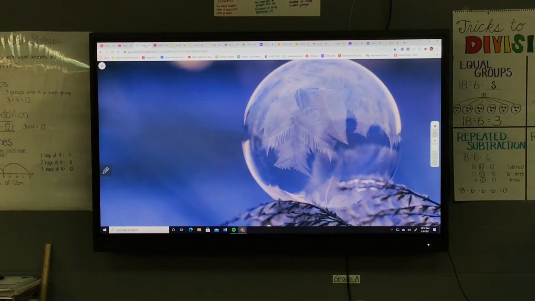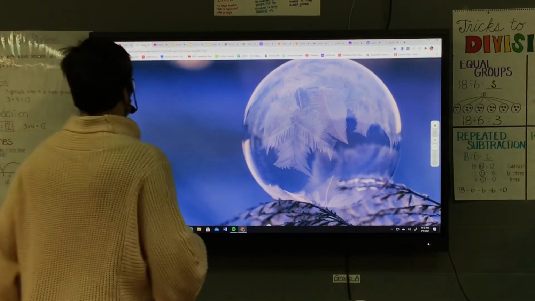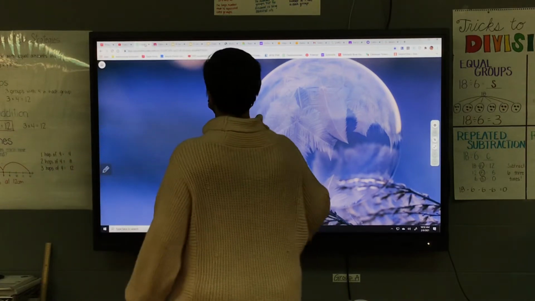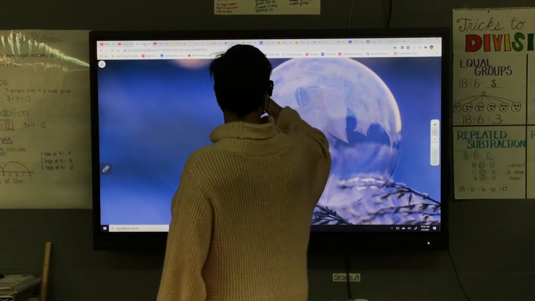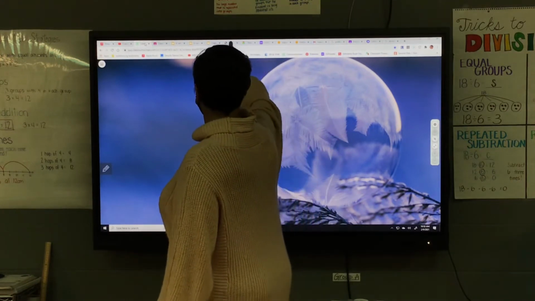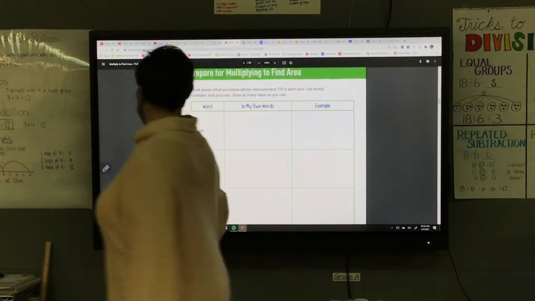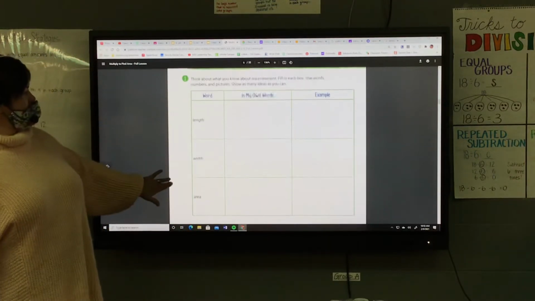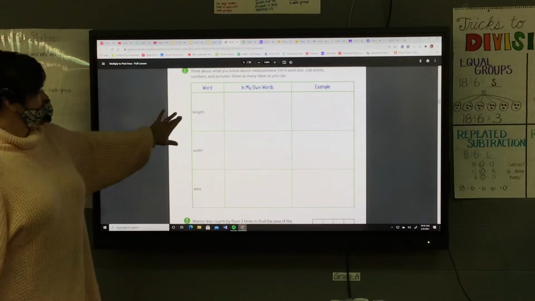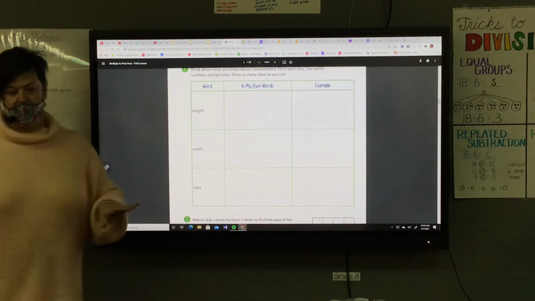Okay, ready to start up with math now that our quiz is done and out of the way. I gotta find the right tab. I've got a gazillion of them opened up. I think that's it. Yep. We are moving on to page 317. I think I had it on the right page.